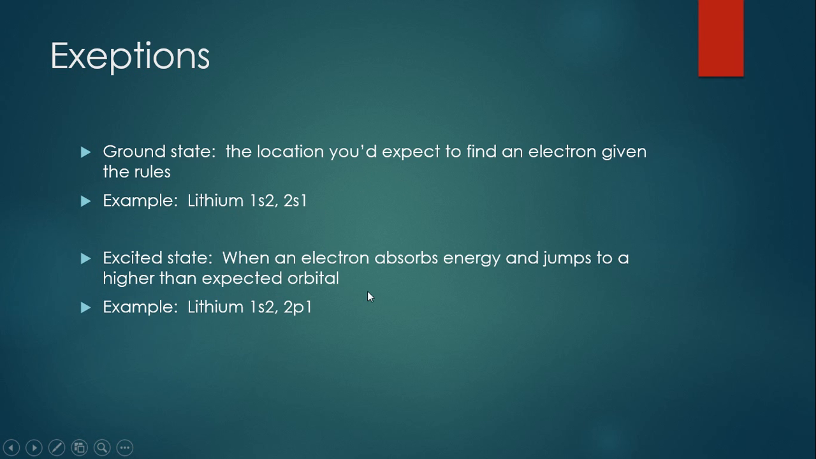Excited state is when an electron absorbs energy and jumps to a higher than expected orbital. So if this 2s1 electron suddenly jumped into the 2p1 orbital, it'd be higher than we'd expect, and it'd then be in an excited state. Usually they don't stay in an excited state for long, they fall back down, and that is the end.